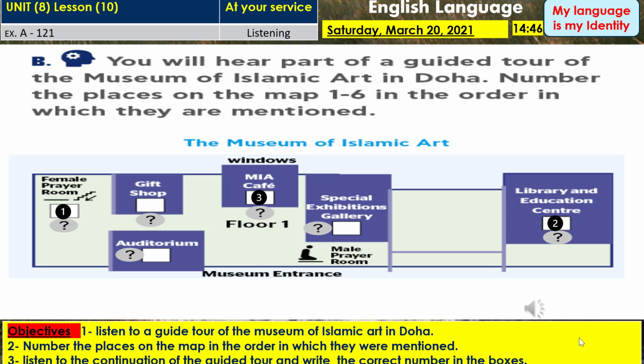Number 4 is Special Exhibitions Gallery. Number 5, Auditorium. Yes. Number 6 is Gift Shop.